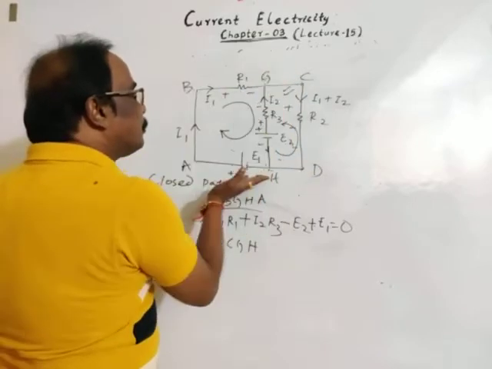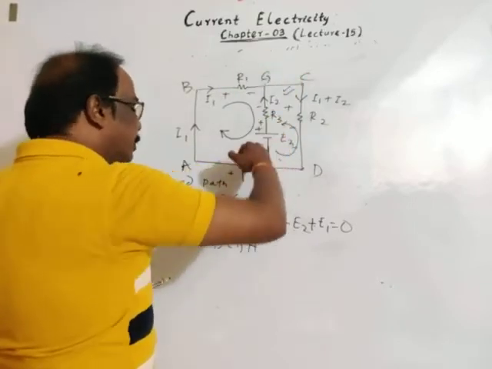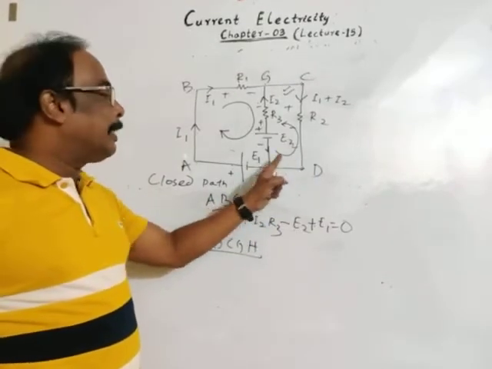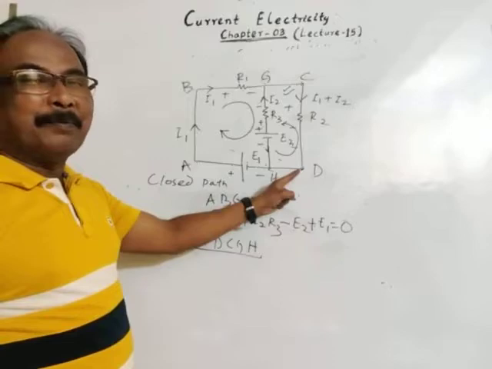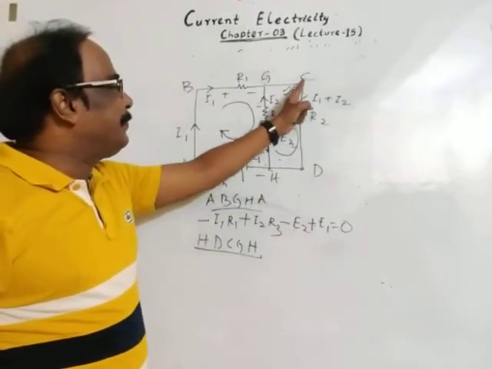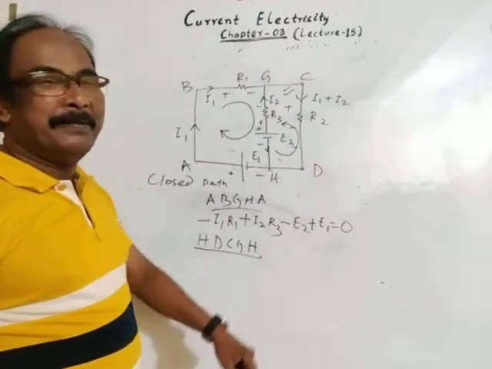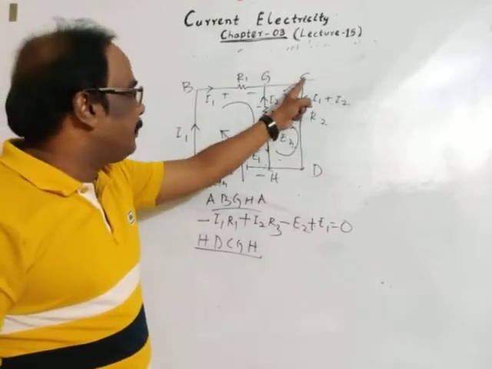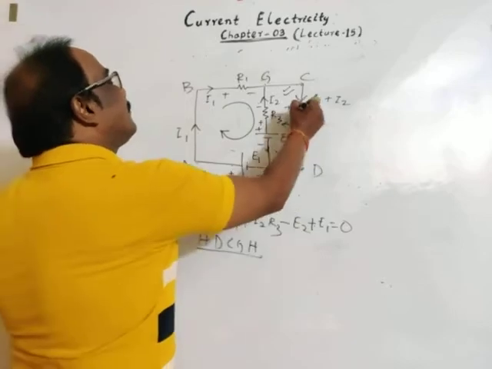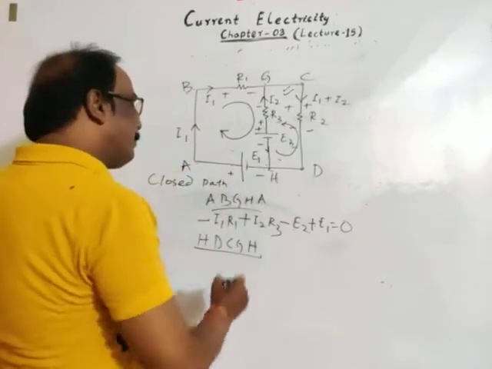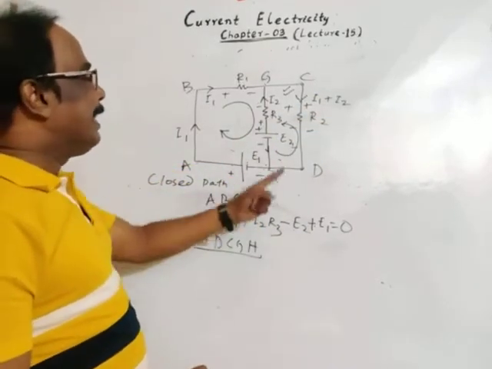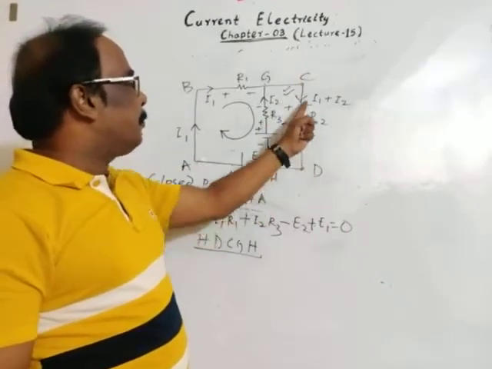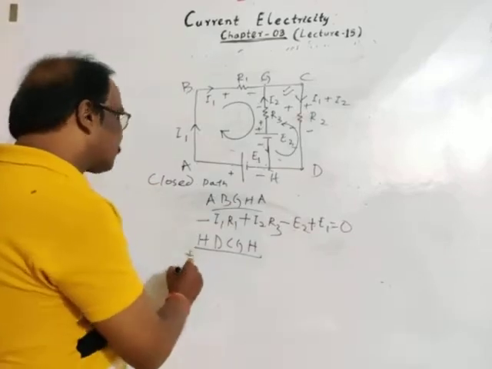Sorry, H, D, C, G, H. Continuous. Let's start from H to D. H to D, there is no load, potential drop is 0. Then from B to C, current is I1 plus I2. So current flows from high potential to low potential, but we are traveling, our path is from B to C, means from low to high. So we will take plus.